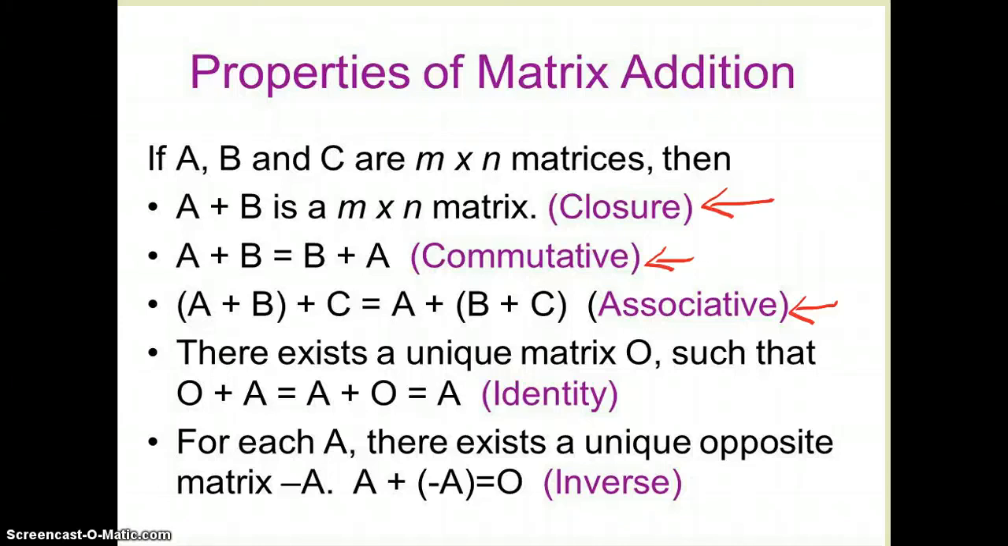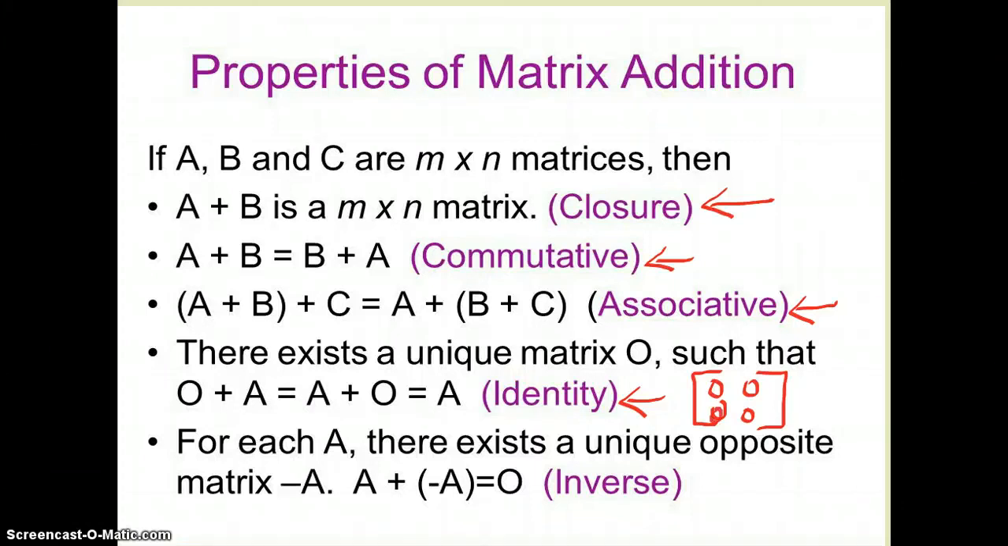The next property is that there is such a thing as an identity matrix, where if you take a matrix and you add it to the identity, you will simply get that matrix back as your answer. If you think about the identity matrix, what would I have to add to every element to make it an identity? Well, if I had a 2 by 2 matrix, it would simply be a 2 by 2 matrix of all zeros.